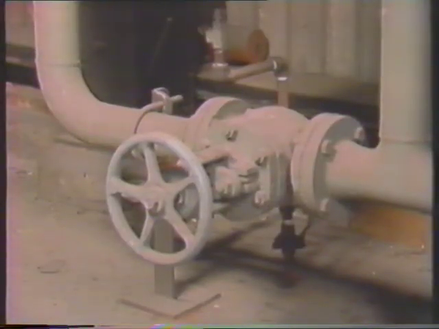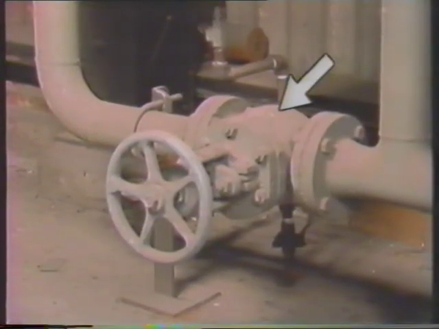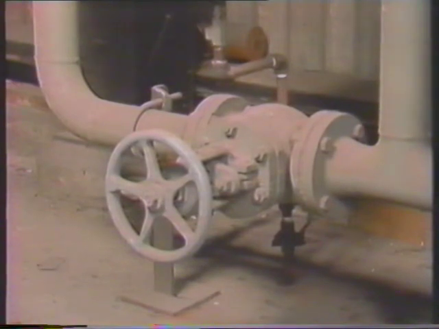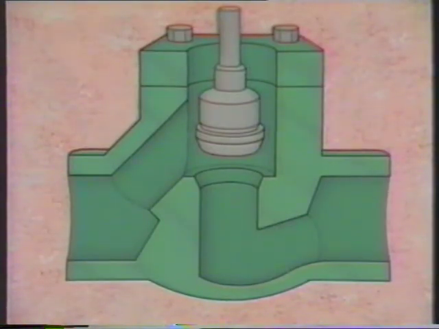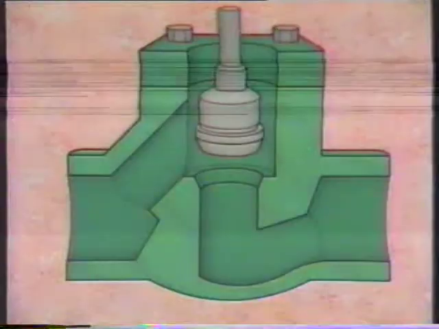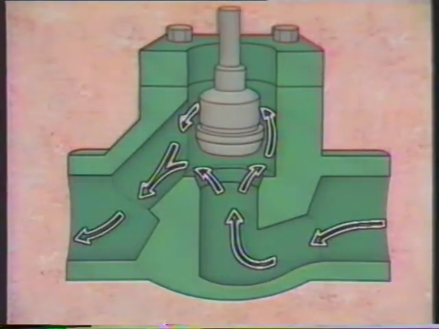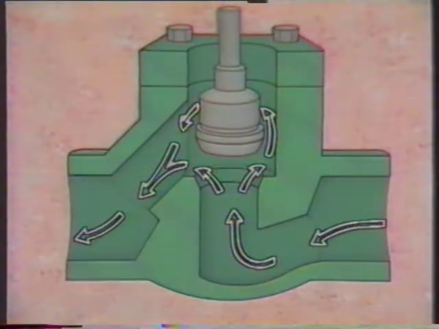You can recognize a globe valve by its globe-shaped body. The flow of fluid through the valve is different from flow through a gate valve. Let's see how. While the flow through an open gate valve is in a fairly straight line, fluid flow through this open globe valve makes several nearly right-angle turns.